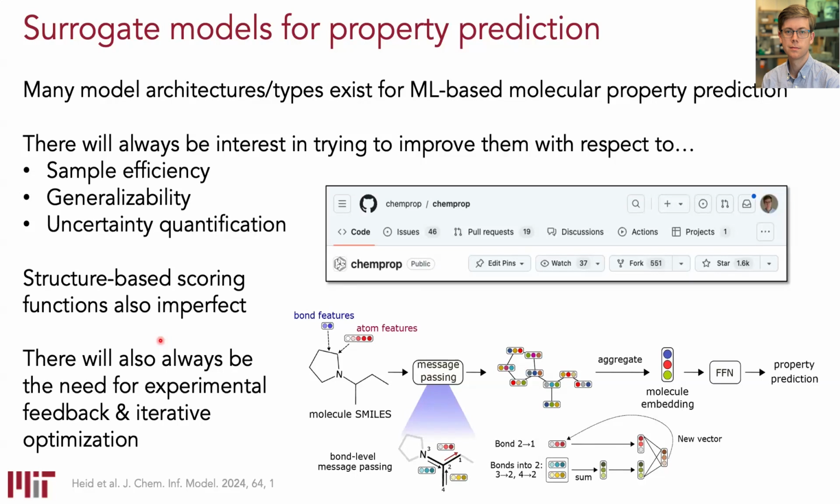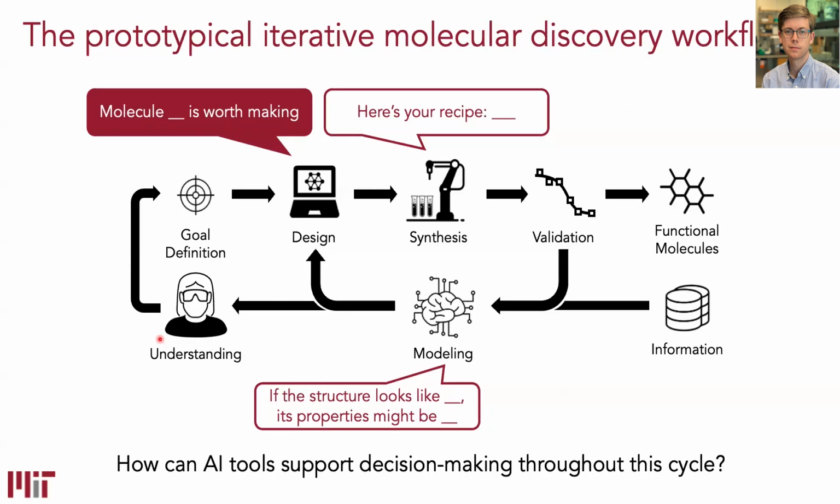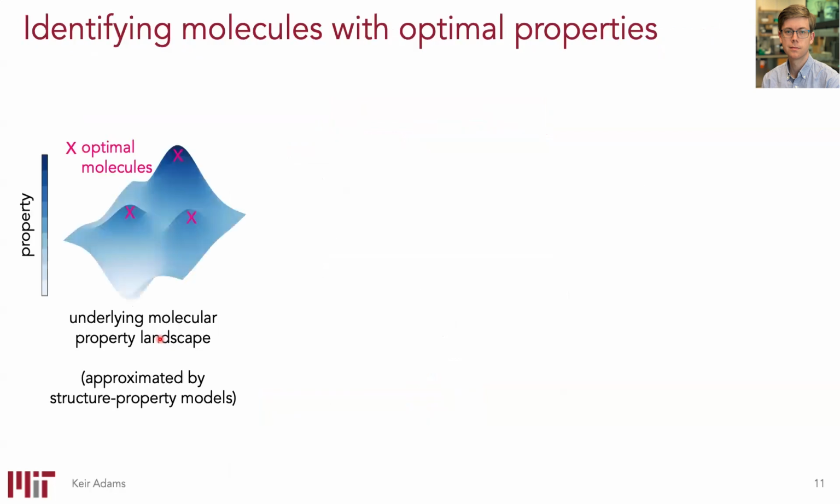And so that brings us to the next step in the process, thinking about, well, okay, if we have some models that can predict some structure property relationship, how do we approach then the design of structures or the selection of structures to take into the lab and to test in this loop?